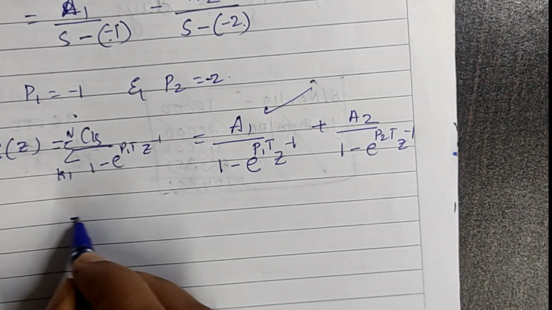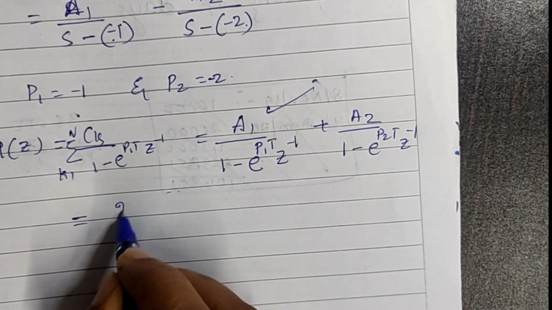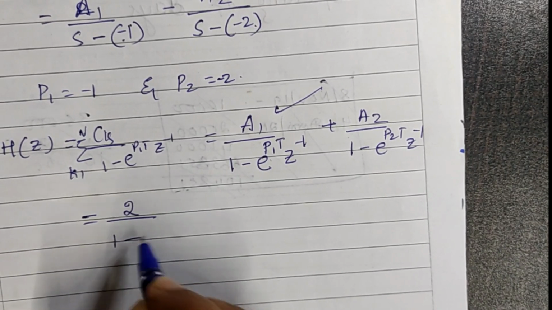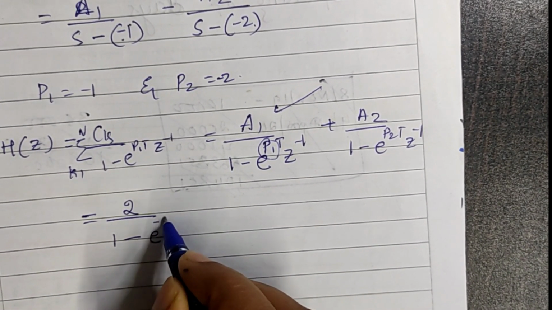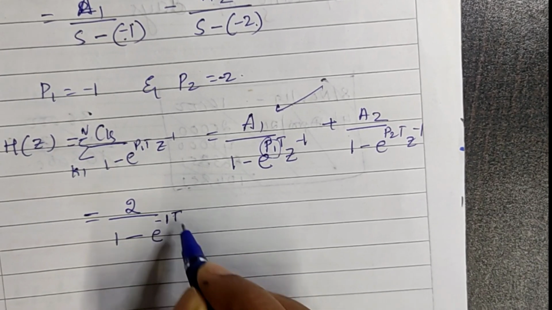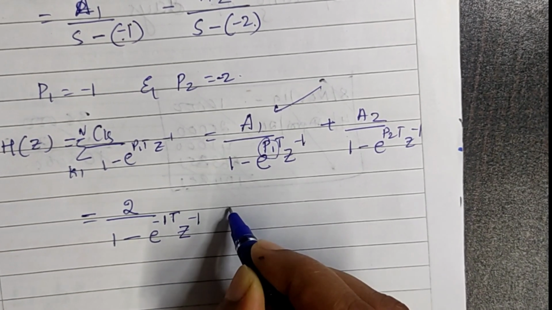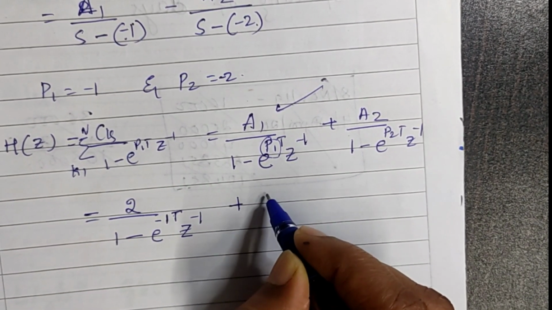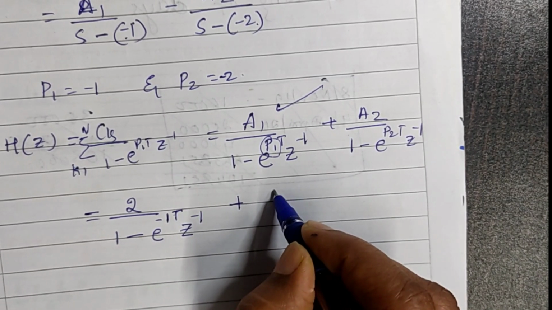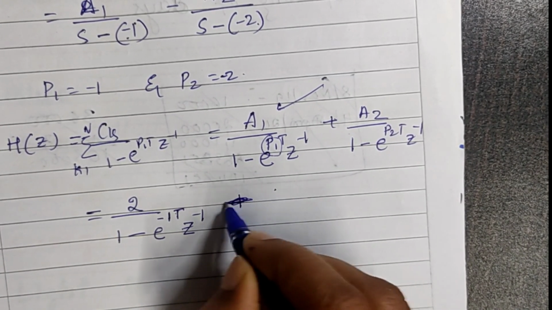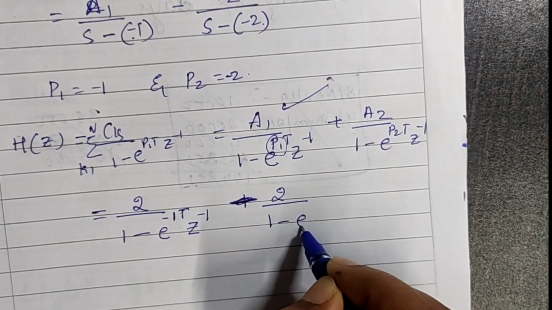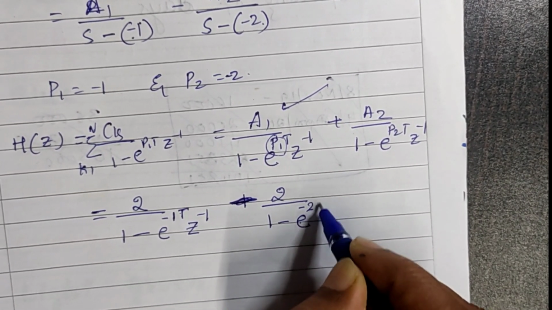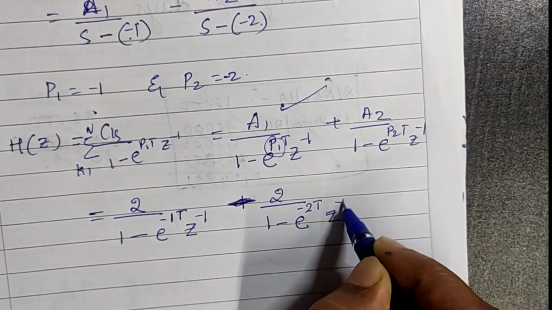So now we know the value of a1. a1 is 2 divided by 1 minus e raised to p1 t into z raised to minus 1, where p1 is minus 1. Plus a2, which is minus 2. I'll write here only that one: minus 2 divided by 1 minus e raised to p2 t, that is e raised to minus 2t, into z raised to minus 1.